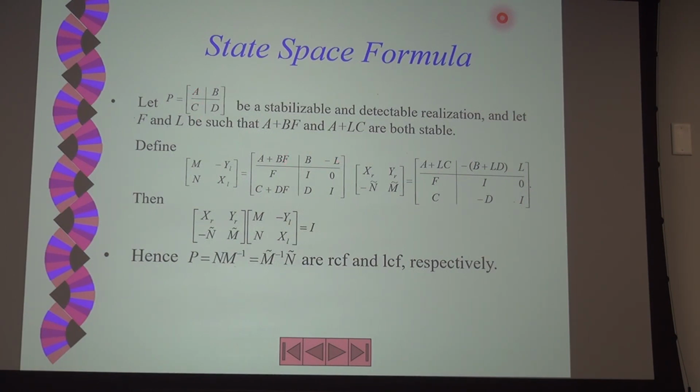It's not necessary to be unique, okay? So then you will be able to write this format. Given A, B, C, D, you have the transfer function. Then you do a partition, and you will get your M and N, and X, L.